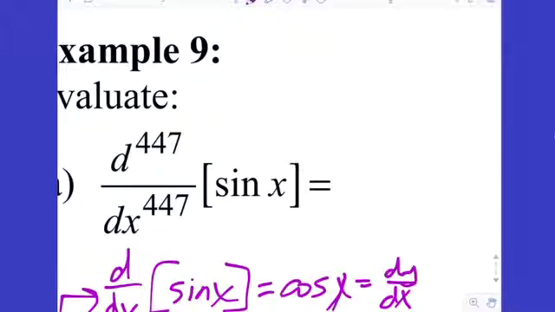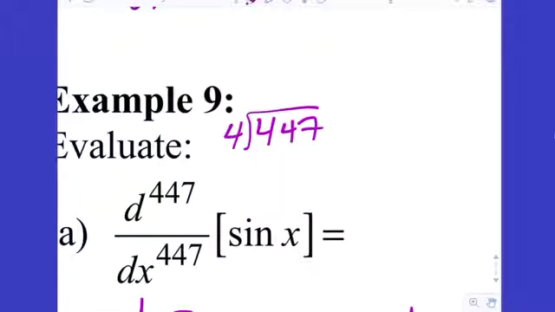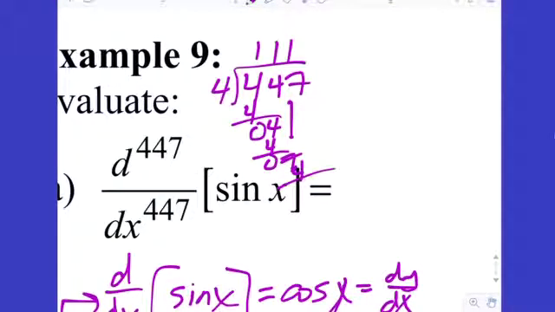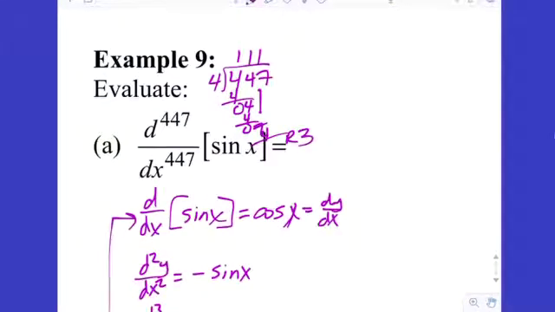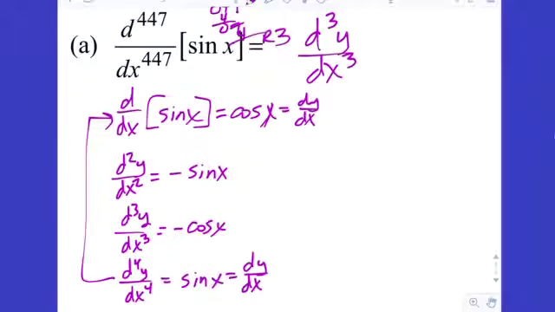You want to figure out what the remainder is when you take 447 divided by 4. Why 4? That's the number of times it takes to get back where you started for the repeat. So let's see what that answer is going to be. 4 goes into 4 one time, you get 0. Bring down the 4, it goes in 1 time. Bring down the 7, and it goes in 1 time. And you get a 4. 7 minus 4 is remainder what? 3. So the 447th derivative should be equal to the third derivative of y with respect to x. Which, have we already found that? Yeah, it's negative cosine of x.